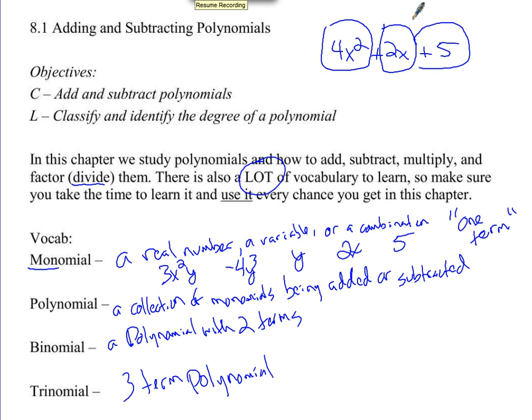So what could we call this example that I had up here? This is a trinomial. It's also a polynomial. All trinomials are polynomials, okay, automatically. It's a 3-term polynomial.